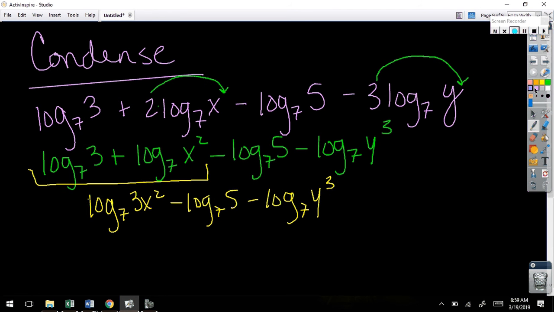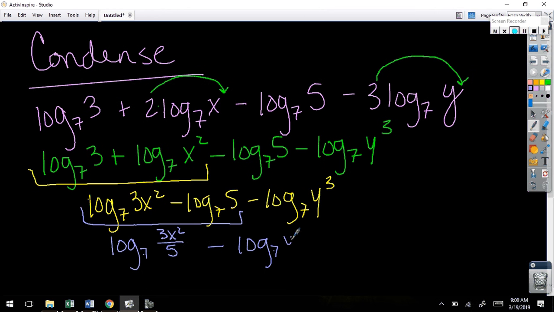All right, next 2. You're going to divide, right? It hasn't gotten hard yet. These are all the basic properties. Do we all agree? Is anybody confused? Okay. Log base 7 of 3x squared, I'm dividing, minus log base 7 of y cubed. Now I'm down to just 2. Subtraction means to do what? Divide.